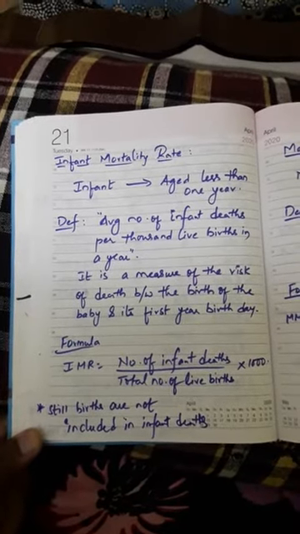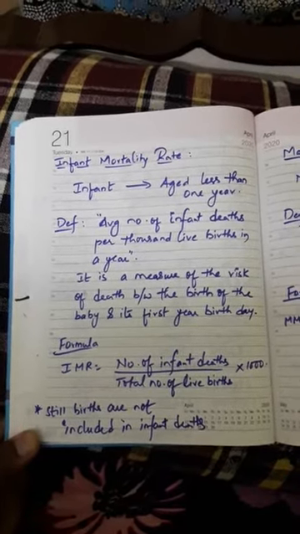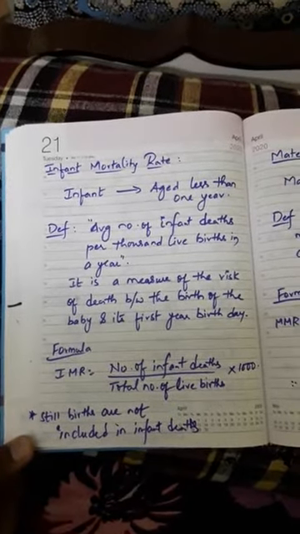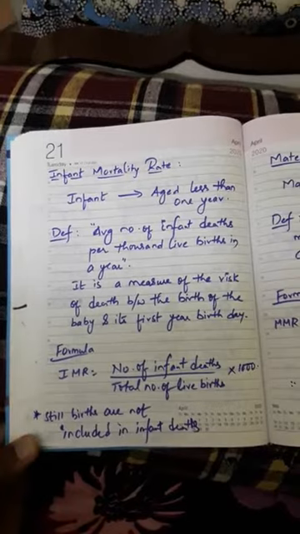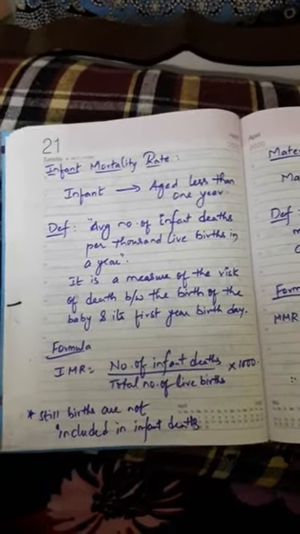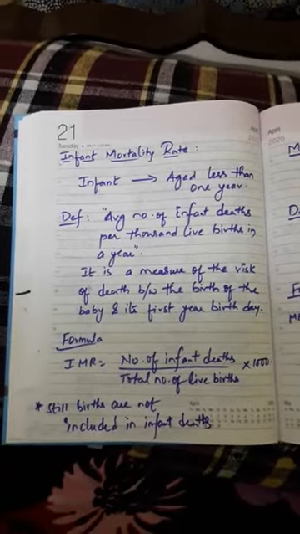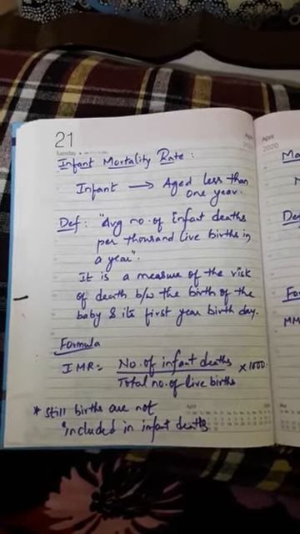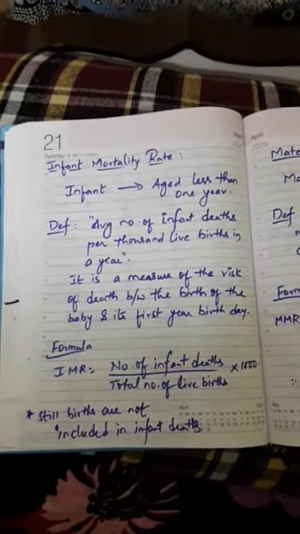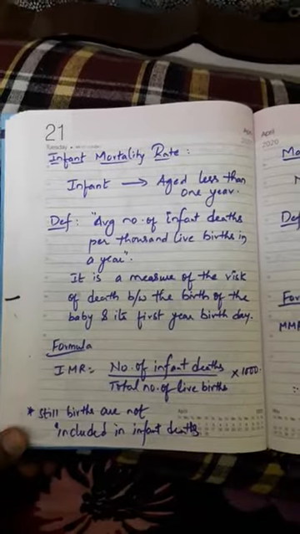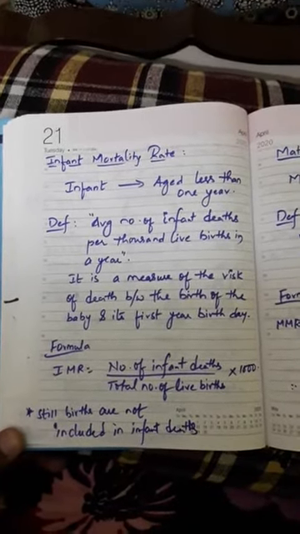Infant mortality rate. What does infant mean? Generally we say that infant means aged below 1 year. We can call them infants. Clear? So those aged less than 1 year, we call those births infant births. Infant child. Less than 1 year babies.